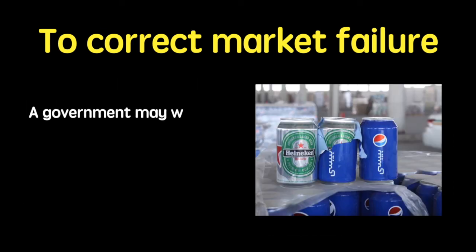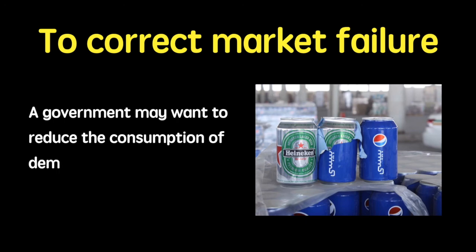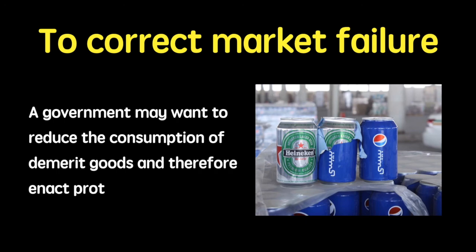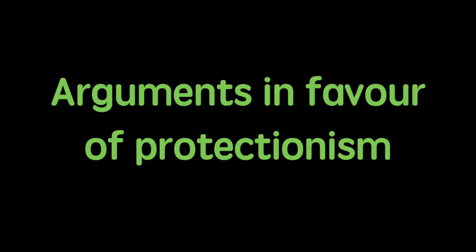The government may want to reduce the consumption of demerit goods and therefore enact protectionist policies. This picture is taken from the Kingdom of Saudi Arabia Customs Twitter account. There was a seizure of 48,000 cans of Heineken beer someone tried to smuggle into Saudi Arabia, a country which bans the consumption, sale, and import of alcohol. The clever plan was to hide the beer in Pepsi can labels, which, as you can see, ultimately failed.